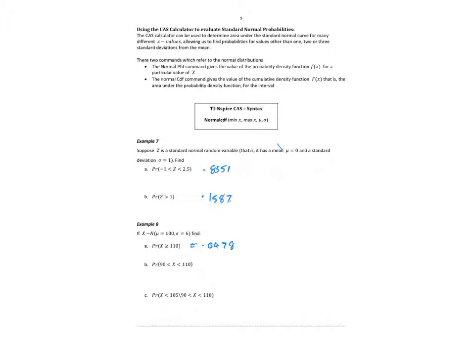Between 90 and 110. So it's really just basic calculator work. 110, 90. 0.9044.